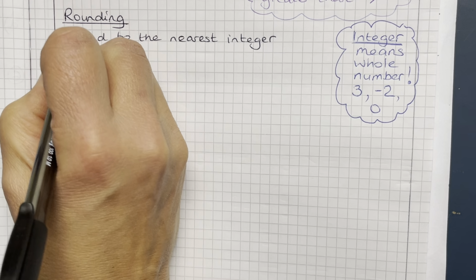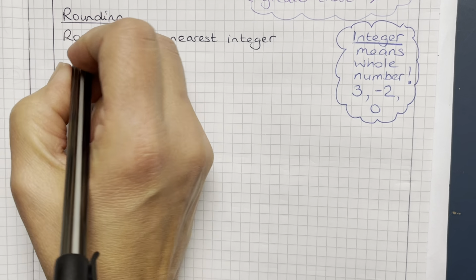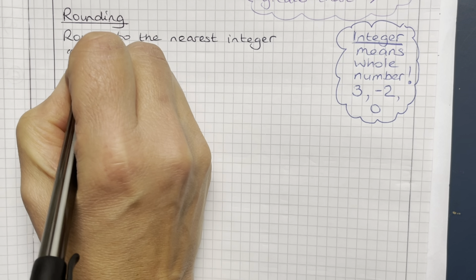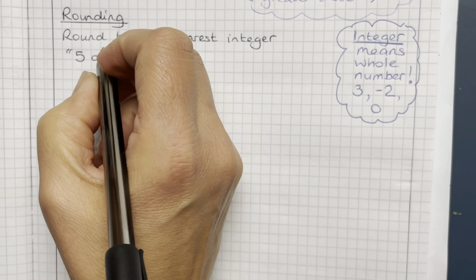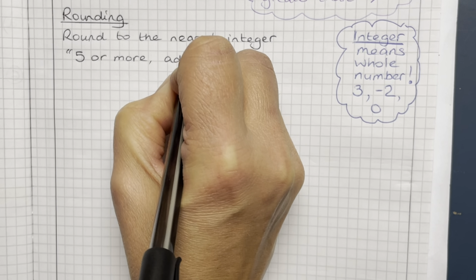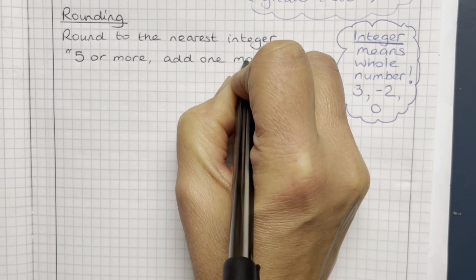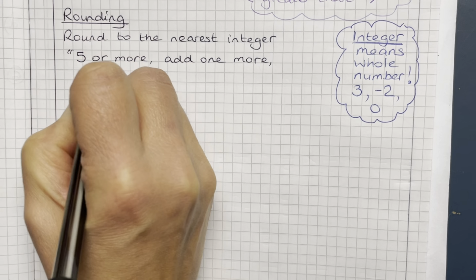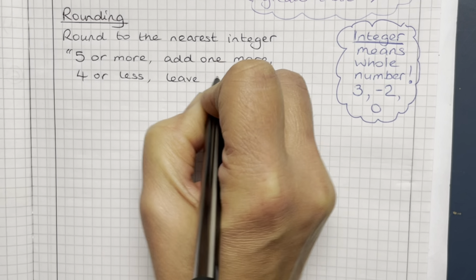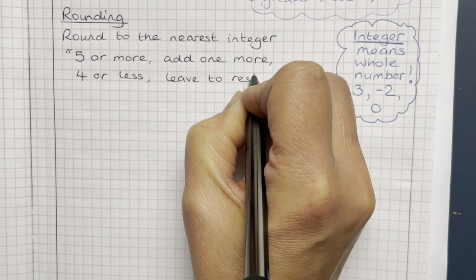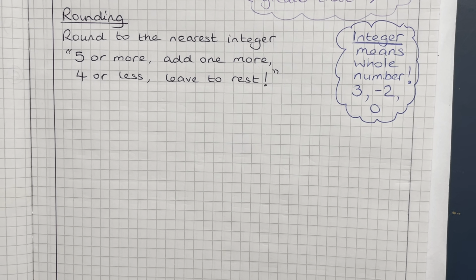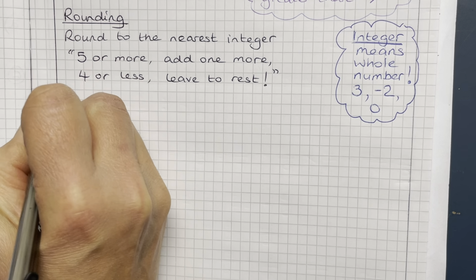And you might have come across a little saying. There's loads of different ways of remembering them. This is the one that my daughter was taught when she was at primary school. 5 or more, add 1 more. 4 or less, leave to rest.